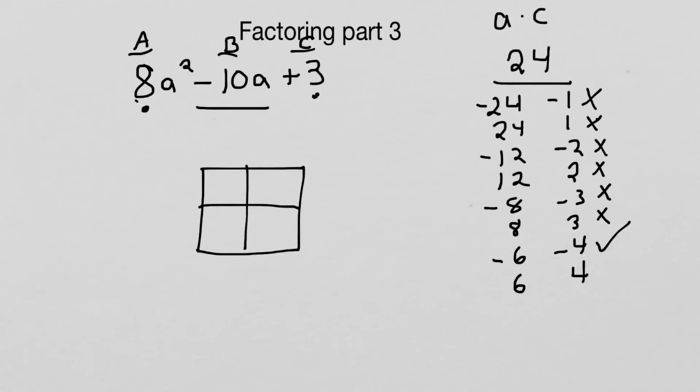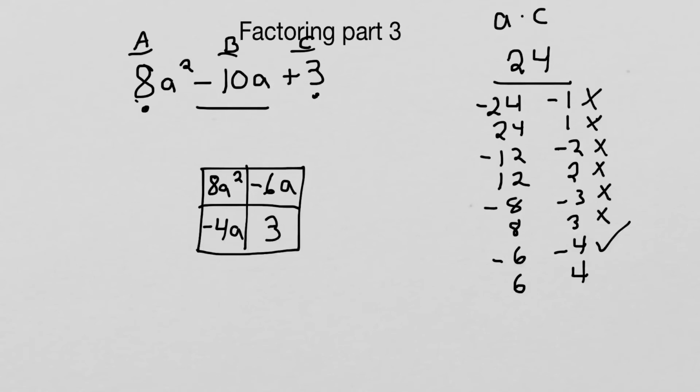So here's the box. I bring down the 8a squared. Nothing happens to it. I just bring it down. And I bring down the plus 3. Also know that whatever this is, it's going to be to the a, or times a. And my set was -6 and -4. Now we're going to do the thing where we take out the greatest common factor.